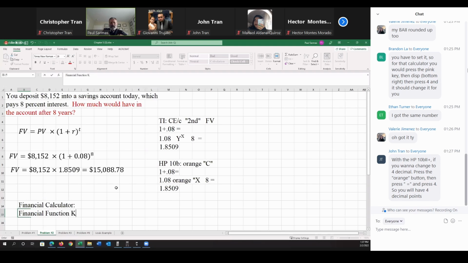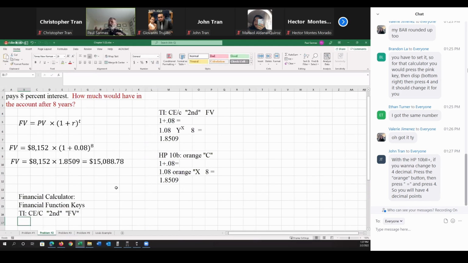Function keys. Okay, let's do TI. Remember again, CE/C, second, FV. That's very important to clear the calculator. Then this is what you do: 8152. Remember, you want to change the sign cosmetically, it will give you a positive answer. It makes it look nice.